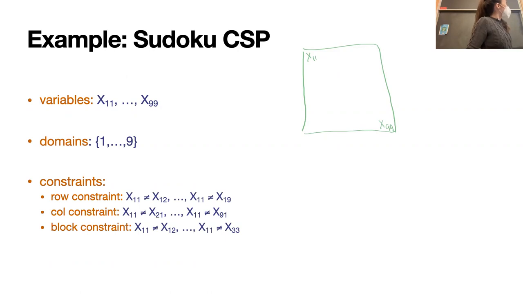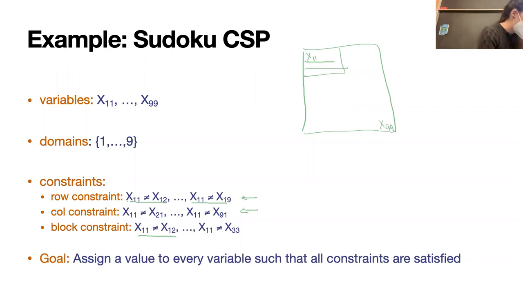Now, the key point is the constraints. For Sudoku, again, we have 3 constraints. We need to have a row constraint, which means that x11 cannot be equal to x12, and all the way to x11 cannot be equal to x19. We also have the same thing for columns. This is saying that no row can share the same value. This is saying that no column could share the same value. And we also have the block constraint. This is saying within any 3-by-3 block, the numbering is a little bit confusing, but none of those can have the same value. This is just formalizing the constraints that we already know for Sudoku. And then our goal is to assign a value to every variable such that all the constraints are satisfied. Any questions on this formalization of Sudoku?